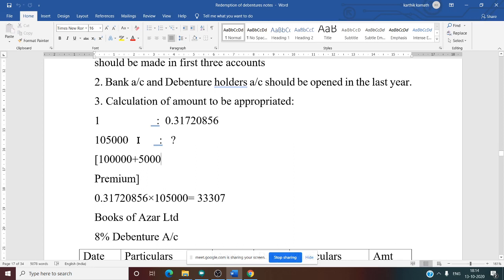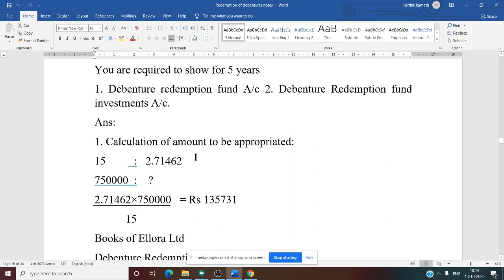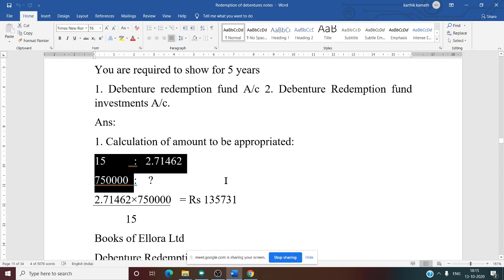Before that problem, we solved the third problem. See, the third problem is also the same thing: 15 rupees for 2.71. Again, we have written the amount under the greater side. See this, 7,50,000 under 15 we have written. Same thing we need to do in this problem also.